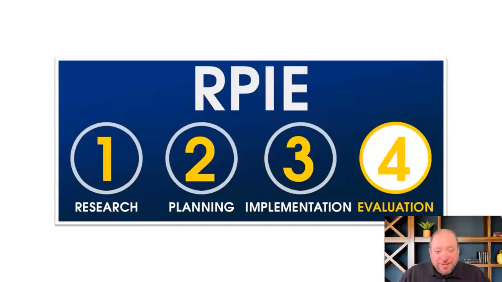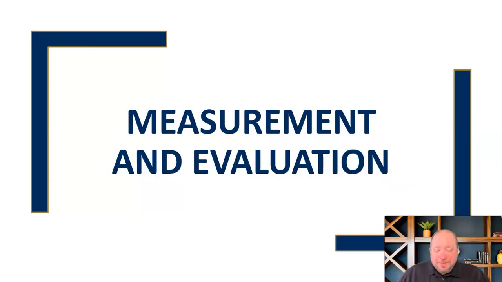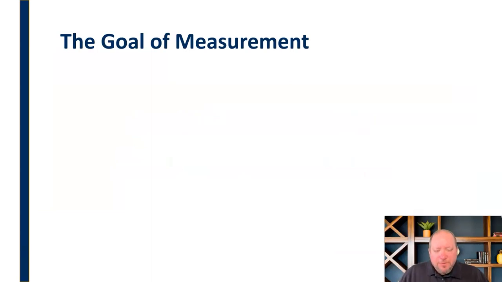In a previous video, we discussed the RPIE model of public relations, and the E, as you may recall, stands for evaluation, which is a very important aspect of public relations and the entire process that we evaluate things. And so in this video, I want to just talk briefly about some of the basics behind measurement and evaluation and the importance of those things, and some of the things we might factor into those considerations when performing measurement and evaluation.